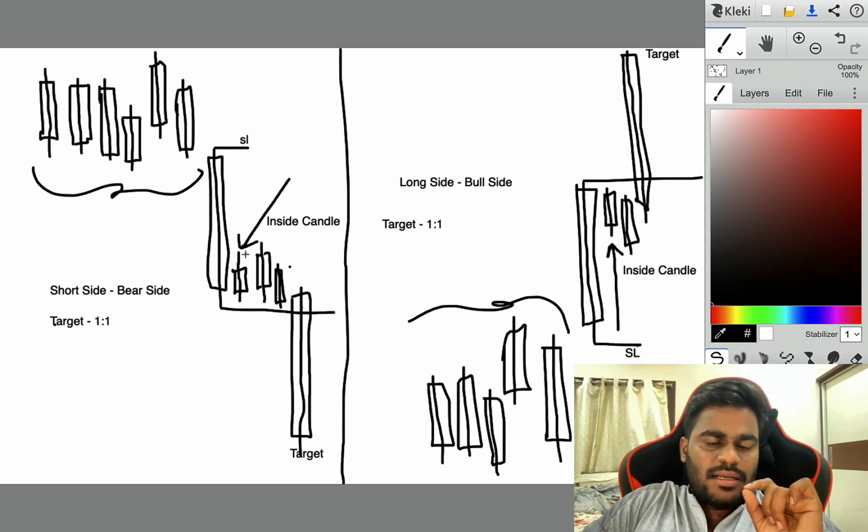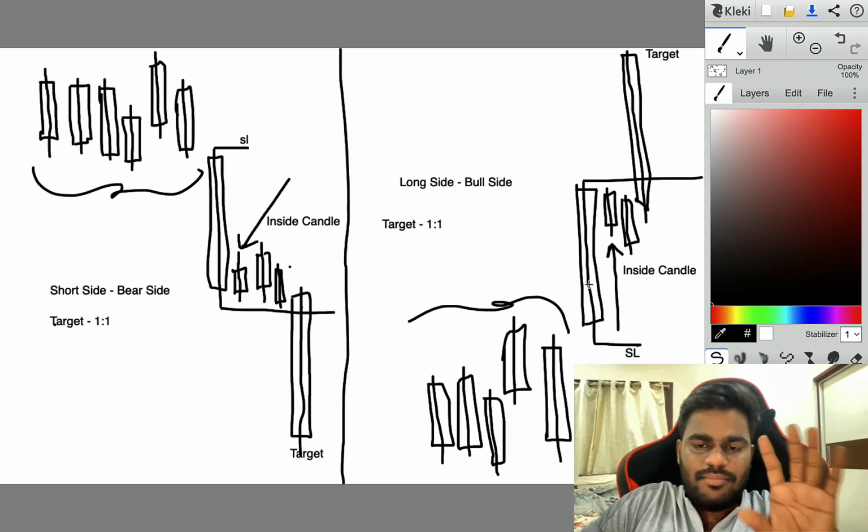Take the inside candle top as a SL here, and the inside candle low as a SL. But I personally take the parent candle top as a stop loss for the shorter side, and the parent candle low as a stop loss on the longer side. So that's the overall trade idea, the basic idea.